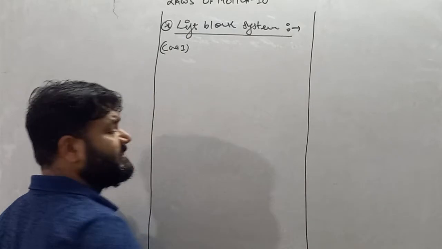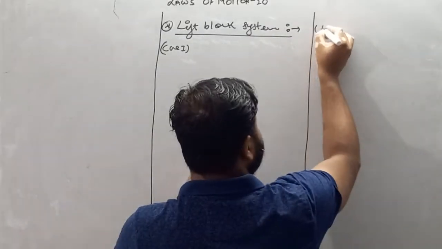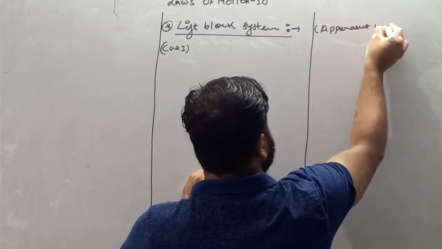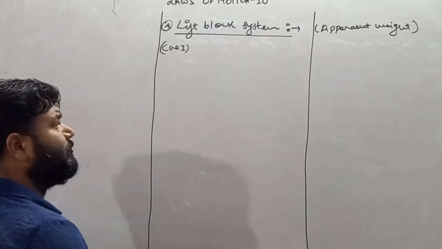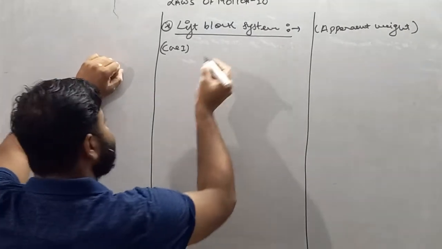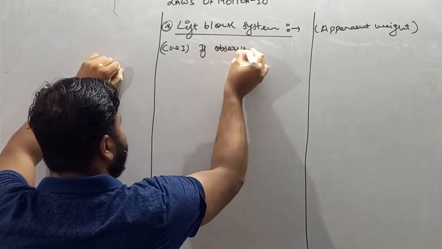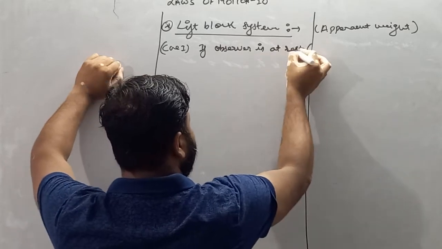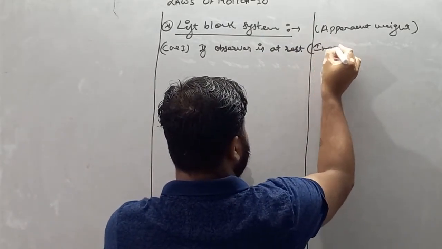Lift block system is also called, dear student, apparent weight. So write down apparent weight. Lift block system is nothing but what is also called apparent weight. So case first is, if the observer is at rest, or we can say inertial frame of reference.